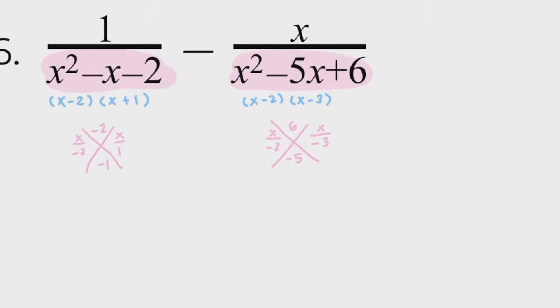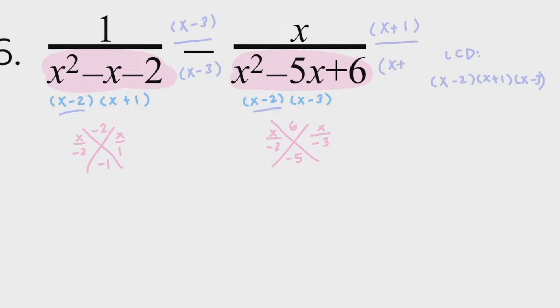So our least common denominator is going to equal x minus 2 times x plus 1 times x minus 3. Since they both have x minus 2 right here, we don't have to write that twice. So that means in the first fraction, we're missing an x minus 3, so that's what we have to multiply on the numerator and denominator. And in the second fraction, we're missing an x plus 1, so that's what we're going to multiply in the numerator and denominator.